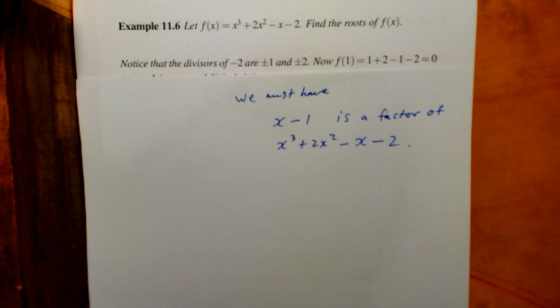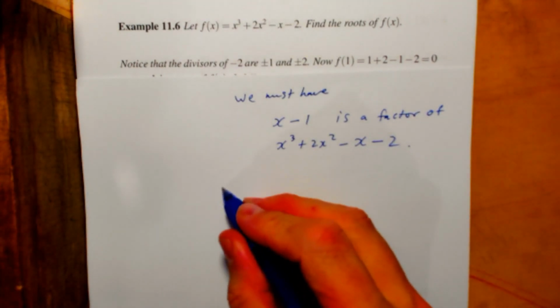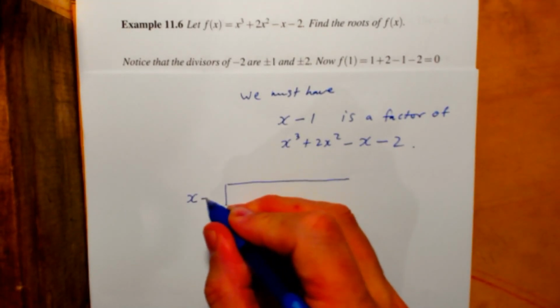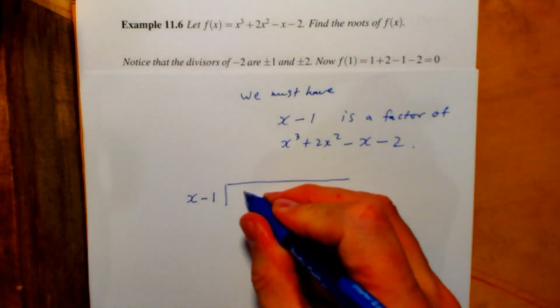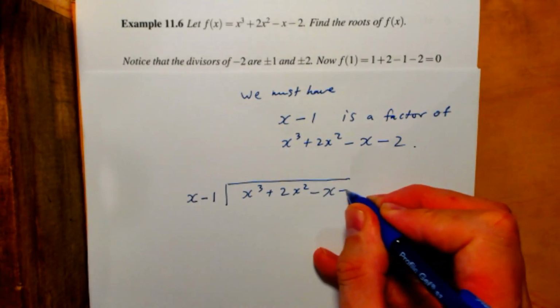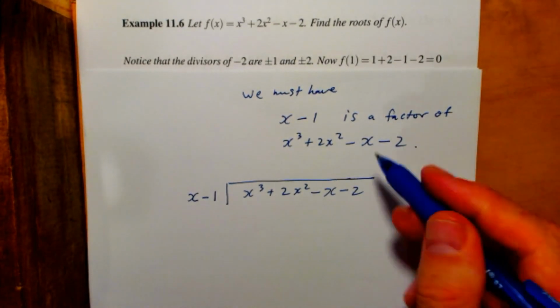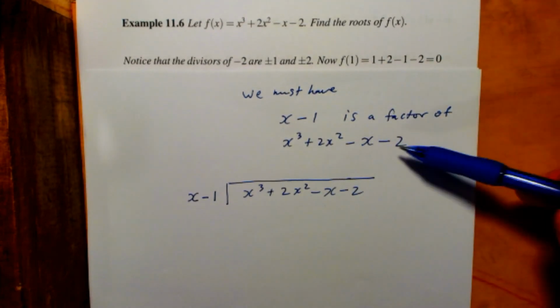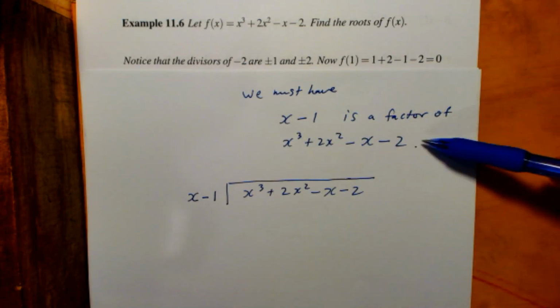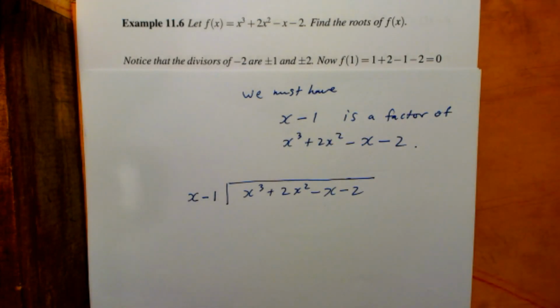Okay, and so given that, we can set up a long division where we put x minus 1, x cubed plus 2x squared minus x minus 2, right? Because this says if x minus 1 is a factor of this f of x, then x cubed plus 2x squared minus x minus 2 divided by x minus 1 is a polynomial.